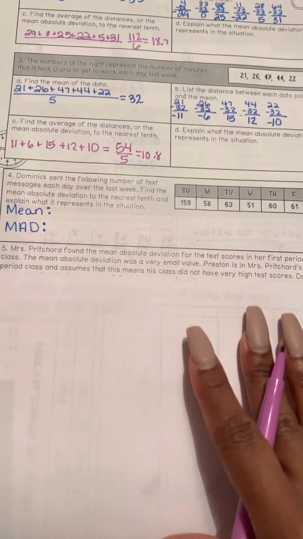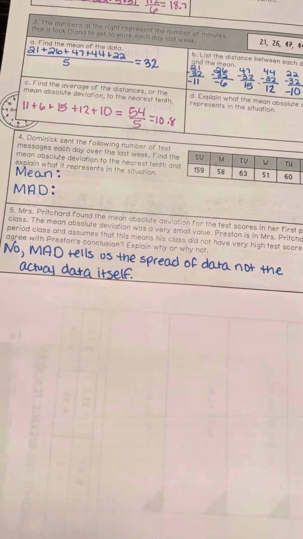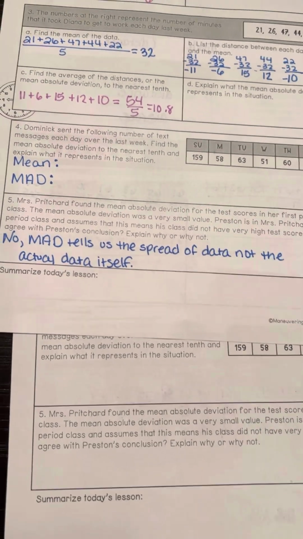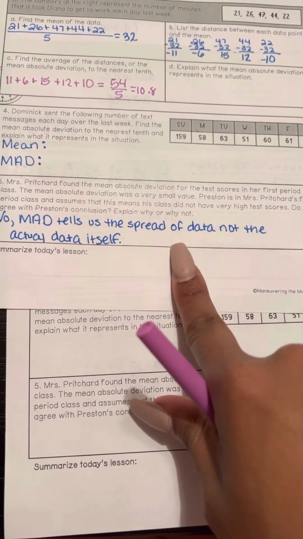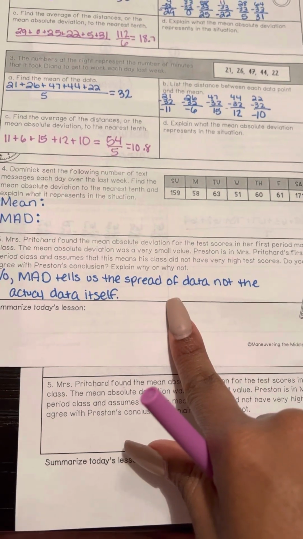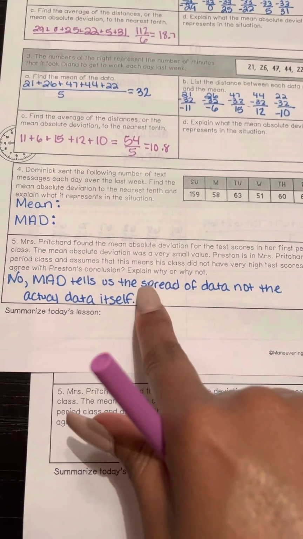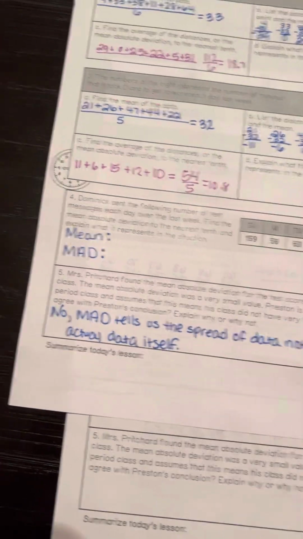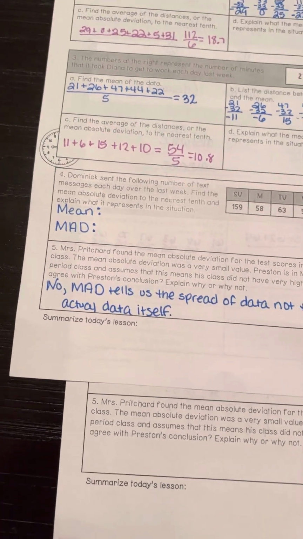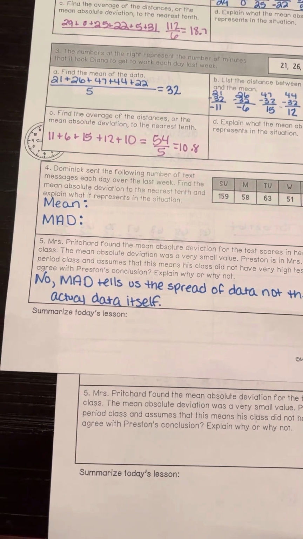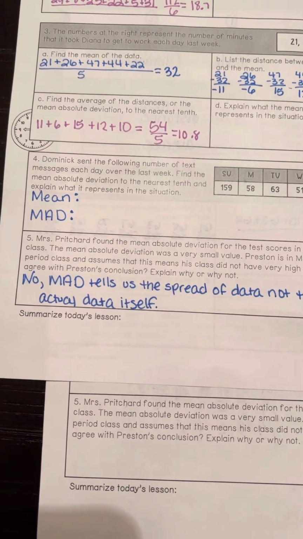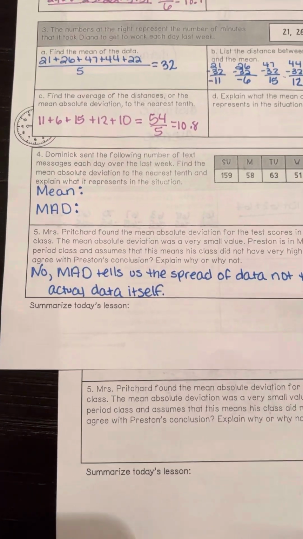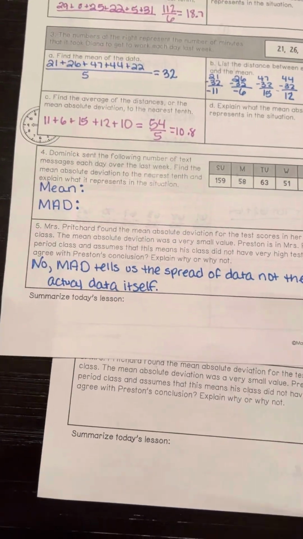Okay, and then this last one is talking about Mrs. Pitchford using the mean to calculate test scores, and it wants to know, do you agree with Preston's conclusion about the test scores? And no, we do not agree with Preston. MAD tells us the spread of the data, not the actual data itself, so it can't tell us what the test scores were or how well or poor his class did.